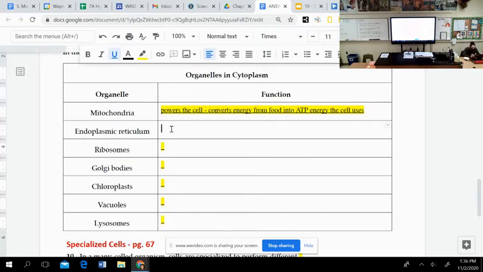Okay, how about the endoplasmic reticulum? What does that do? It carries protein and other materials from side to side. Okay, so it carries proteins and other materials, I'm going to say throughout the cell, because it can kind of move it to different locations in the cell. Yep. What do ribosomes do? What is their function? Allie? They produce proteins.